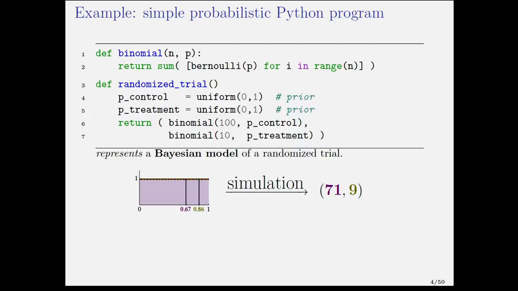Now, that's not the actual problem we face. The actual problem we face is someone tells us 71 and 9, and we didn't generate that, someone else did. But we're then going to use this model to try to look backwards and ask, well, what were the likely values of P control and P treatment? And that is inference. And in this particular case, it'd be represented exactly by a pair of distributions, one for P control, one for P treatment, because of independence. All right, so that's the inference problem.